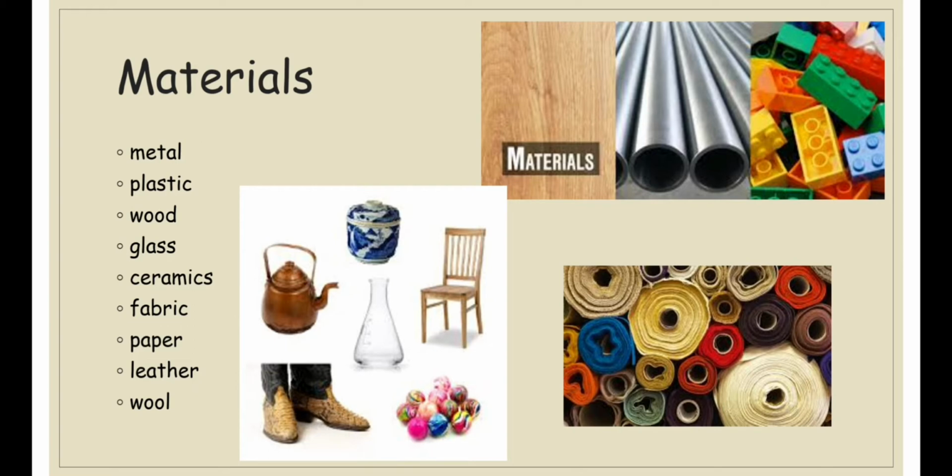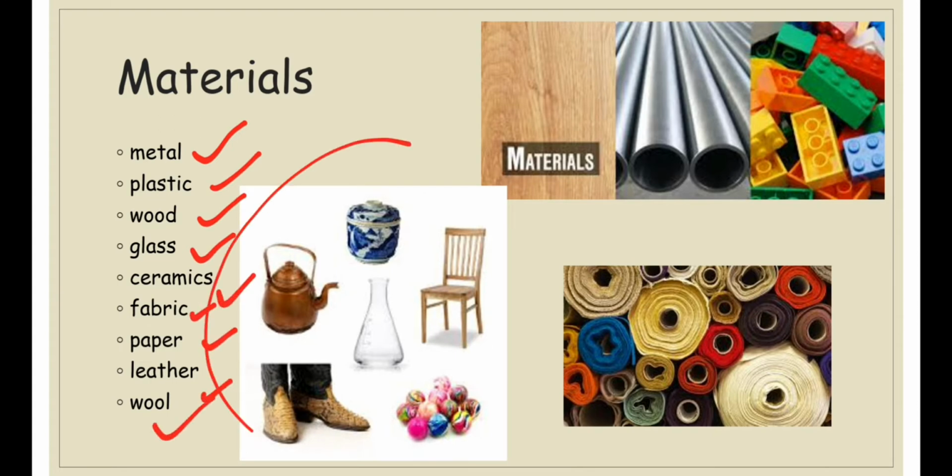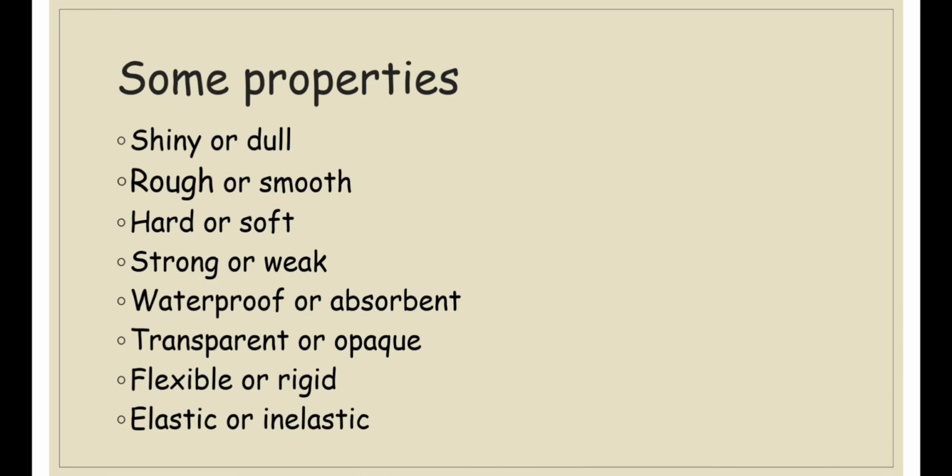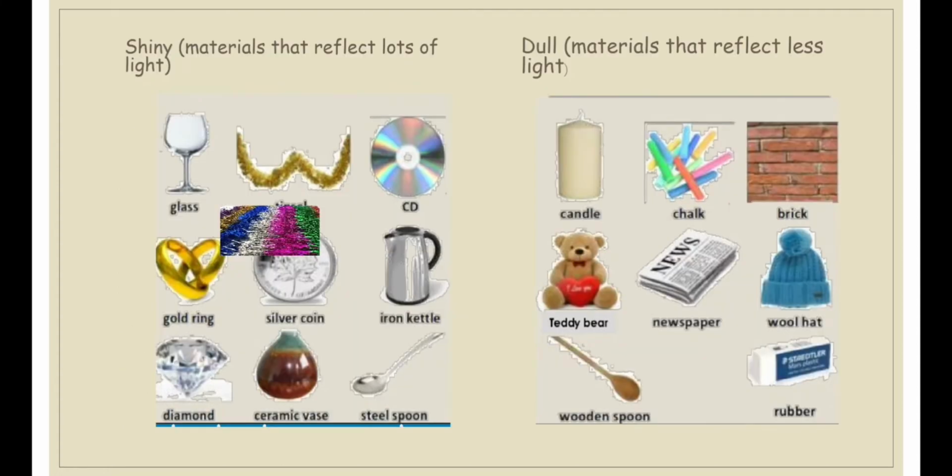There are a lot of common materials that we use every day, like metal, plastic, wood, glass, ceramic, fabric, paper, leather and wool. We use these materials every day in our daily life. Now let's see their properties. Here is a list of some common properties: shiny or dull, rough or smooth, hard or soft, strong or weak, waterproof or absorbent, transparent or opaque, flexible or rigid. These are the common properties of materials. Let's see some of the material properties in detail.